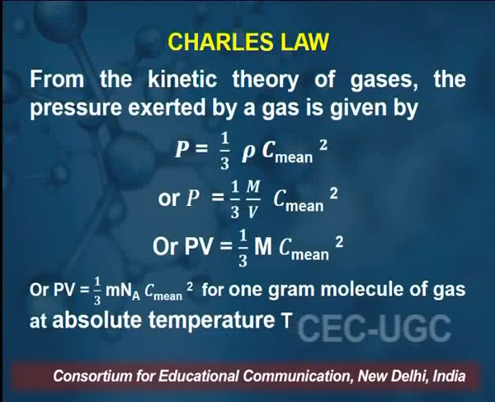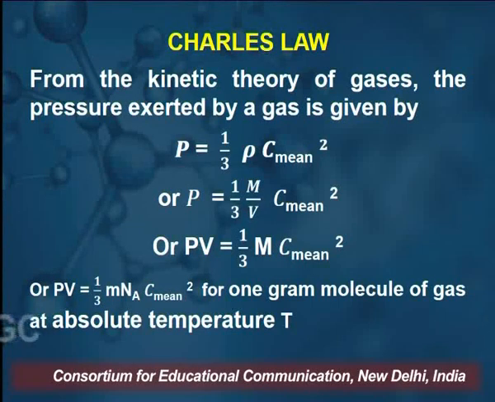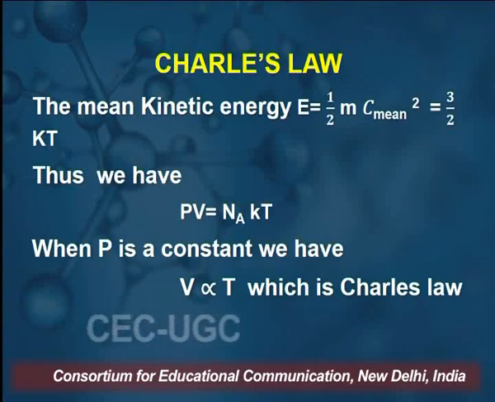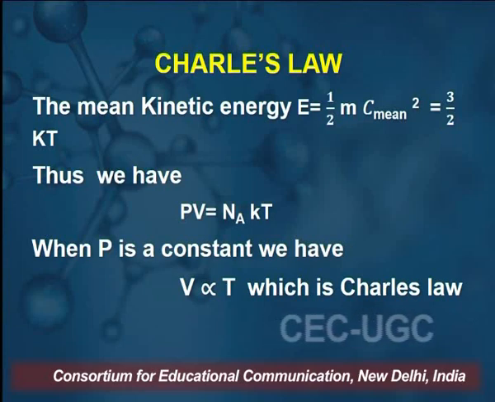Next, let us derive Charles' law. From the kinetic theory of gases, the pressure exerted by a gas is given by P = 1/3 ρ C mean square, or P = 1/3 (m/V) C mean square, or PV = 1/3 m C mean square, or PV = 1/3 m N_A C mean square for 1 gram molecule of a gas at absolute temperature T. The mean kinetic energy E = 1/2 m C mean square = 3/2 kT. Thus we have PV = N_A kT.